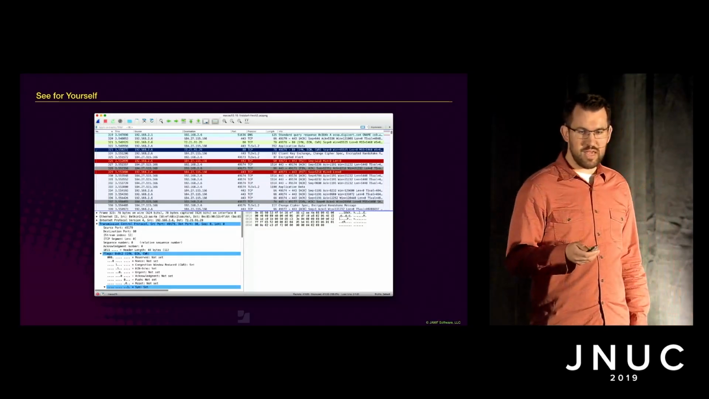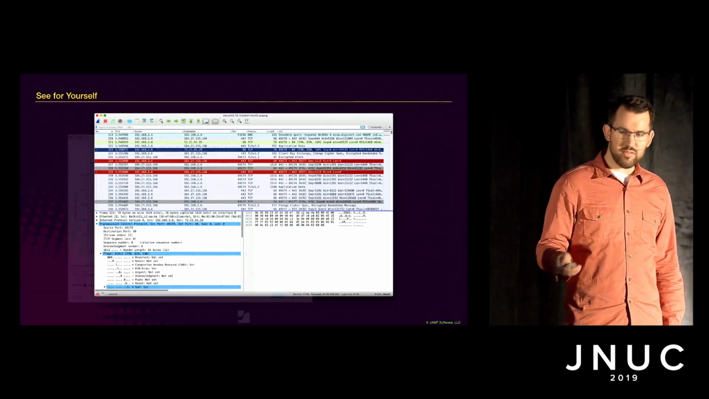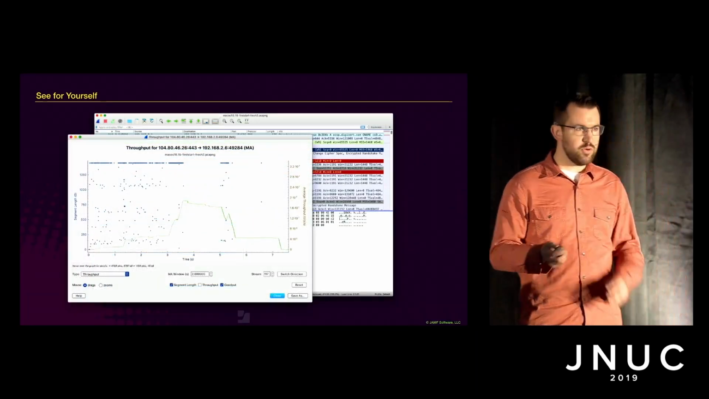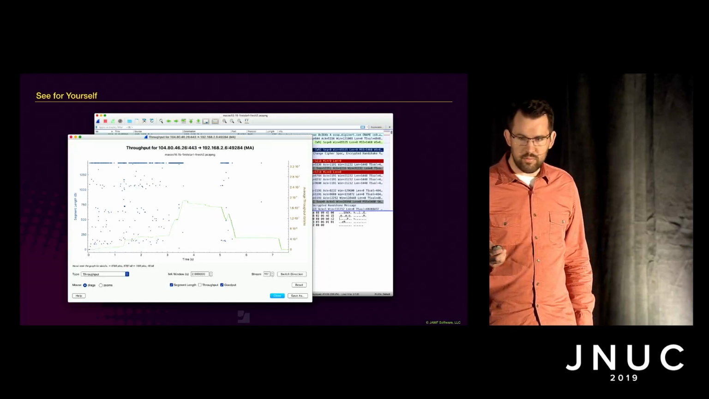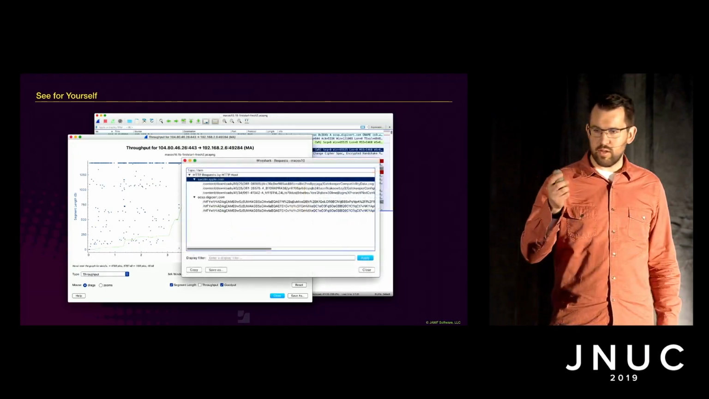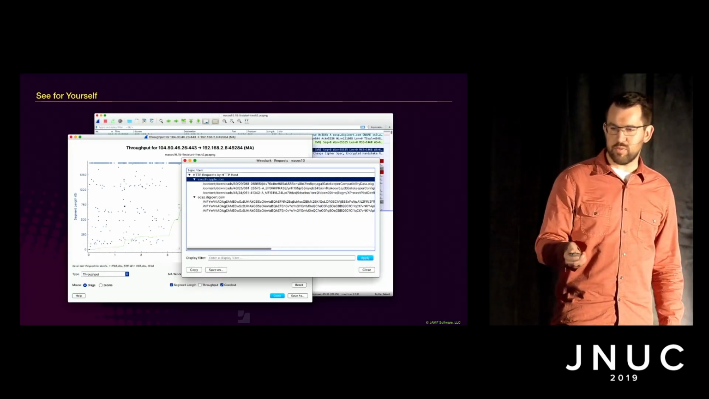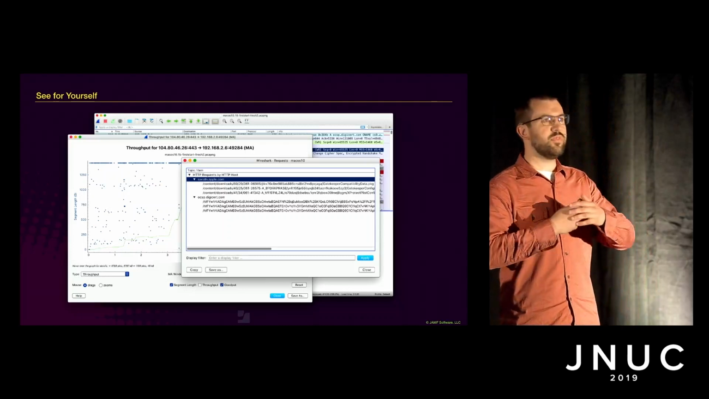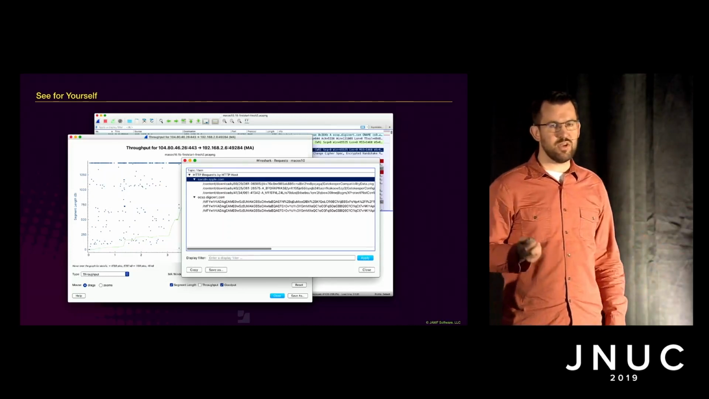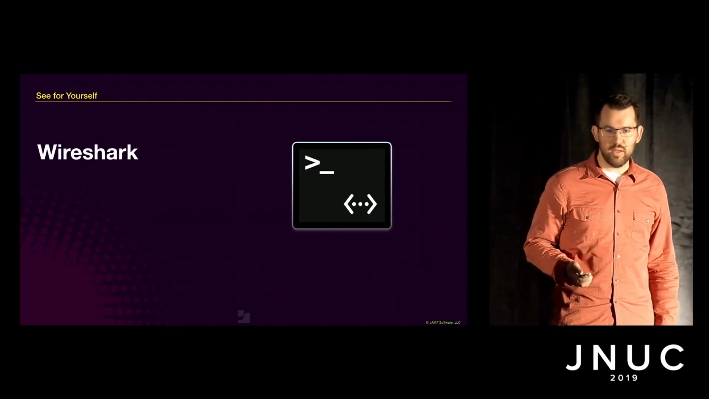As you can see, this is a list of captured packets. Here's one example of an analysis graph that shows throughput over time. And here is a list of HTTP requests for that specific session. There's thousands and thousands of different ways to analyze traffic in Wireshark. I couldn't even go into it.